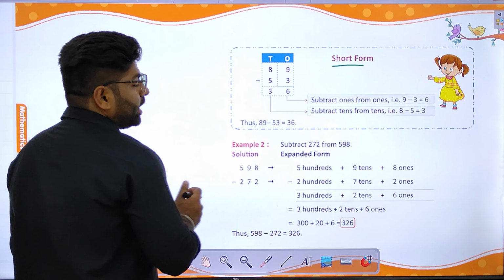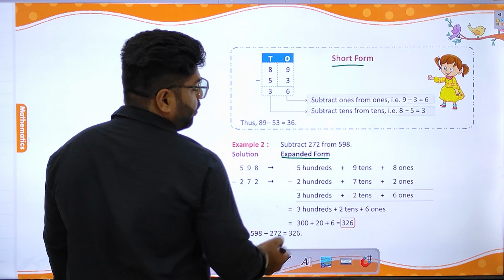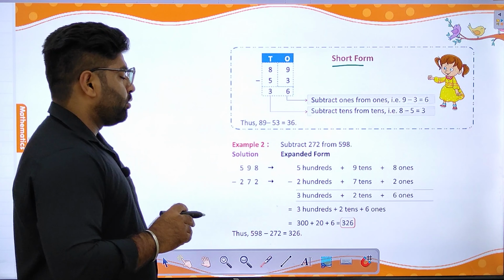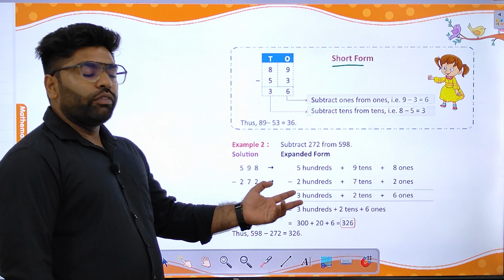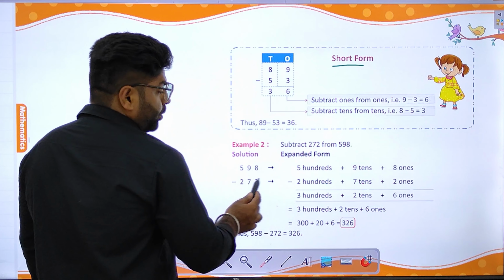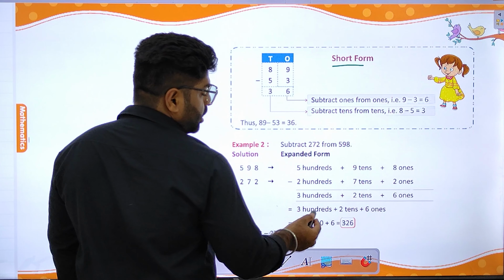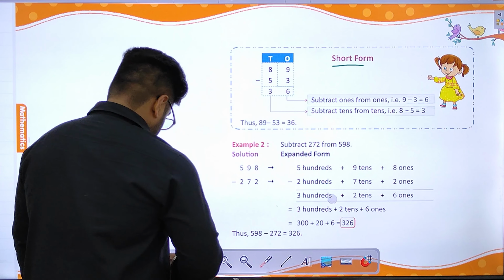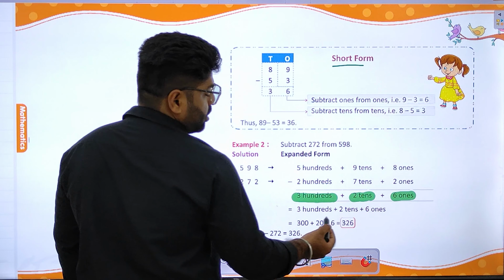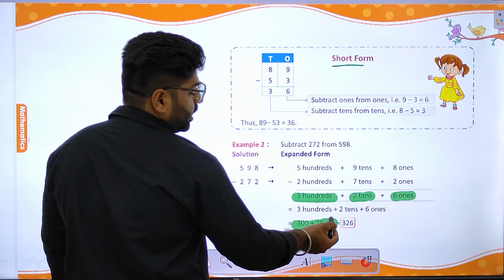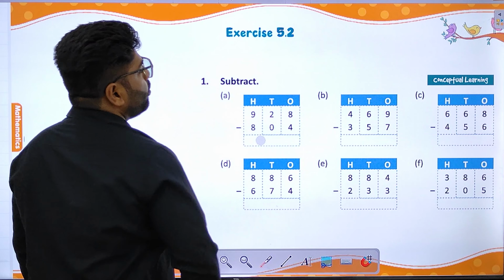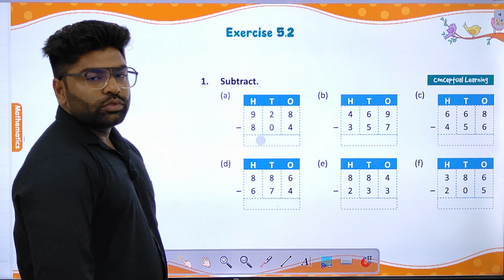Okay, now come to our next topic, that is subtraction in expanded form. Now we have to subtract these numbers in the expanded form. So first we have to change the numbers into expanded form, then we will solve them. Clear? Just like here we have 500 and 9 tens and 8 ones, and 200 and 7 tens and 2 ones. We have to simply subtract hundreds from hundreds, tens from tens, and ones from ones. Then we have to change them from expanded form to numerical form, and then we have an answer. Clear?